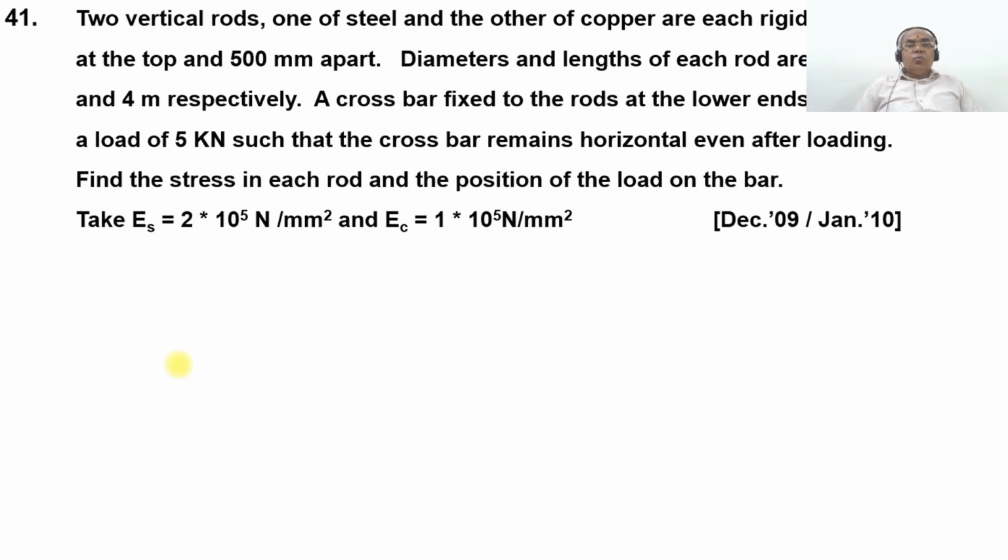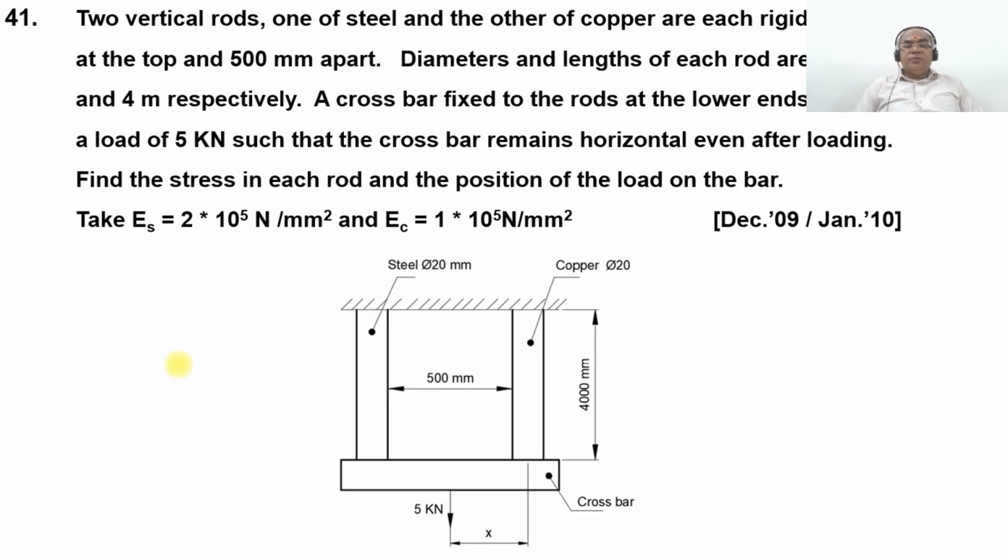The two vertical rods, one of steel and the other of copper, are each rigidly fixed at the top and 500 mm apart. Diameters and length of each rod are 20 mm and 4 meters respectively. A crossbar is fixed to the rods at the lower ends, carries a load of 5 kN such that the crossbar remains horizontal even after loading. Find the stress in each rod and the position of the load on the bar. E of steel will be equal to 2 into 10 to the power of 5 Newton per mm square, and Young's modulus of copper will be equal to 1 into 10 to the power of 5 Newton per mm square.